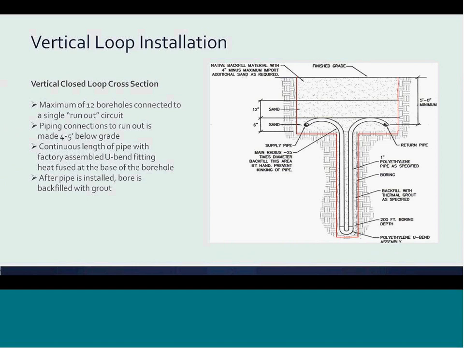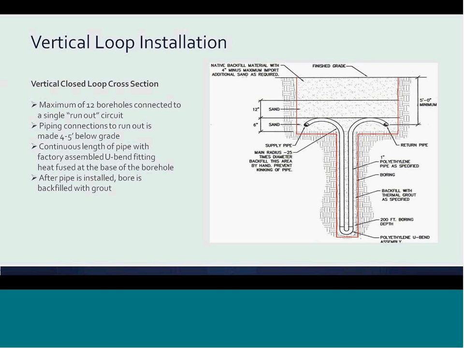There are guidelines noted in this slide to assist the designer in laying out their ground loop system. A maximum of 12 boreholes connected to a single runout, or what I like to call a subheader on larger systems, is recommended. This is mainly done to ensure that the ground loop or portions of the ground loop can be properly flushed of air and debris prior to the connection to the building systems.